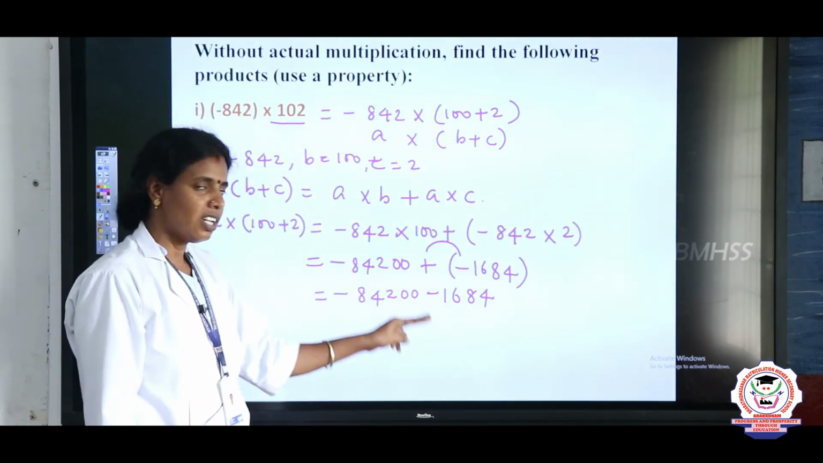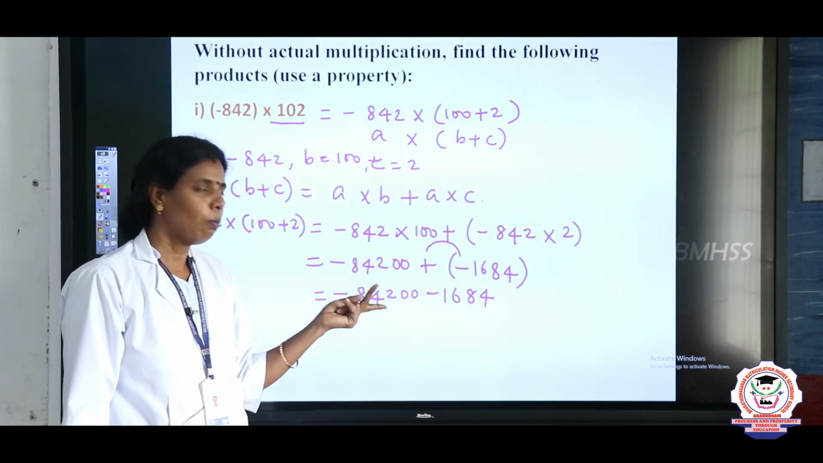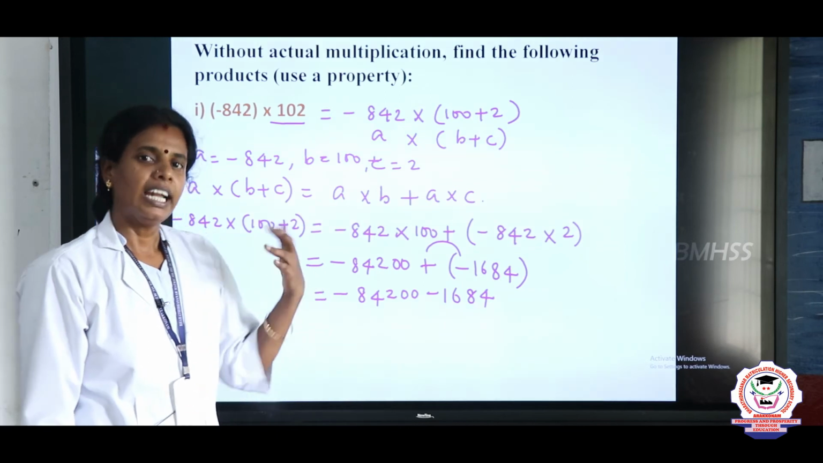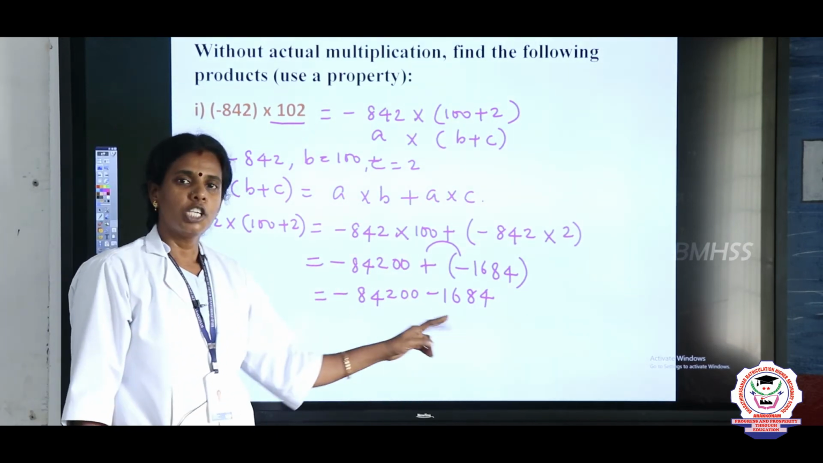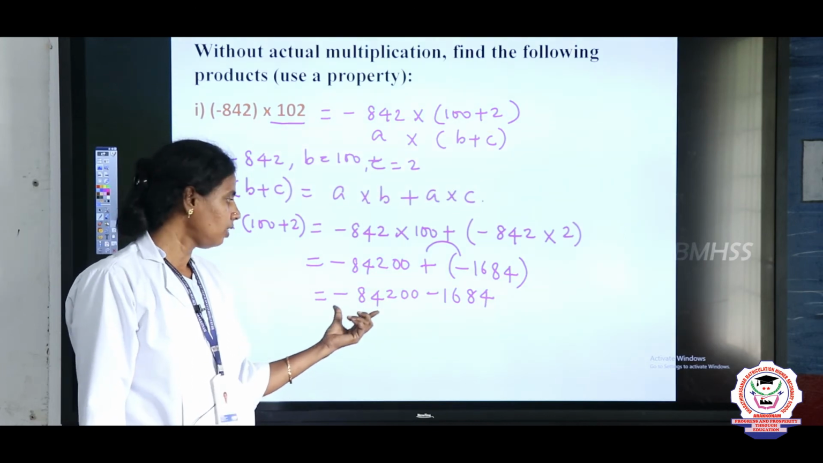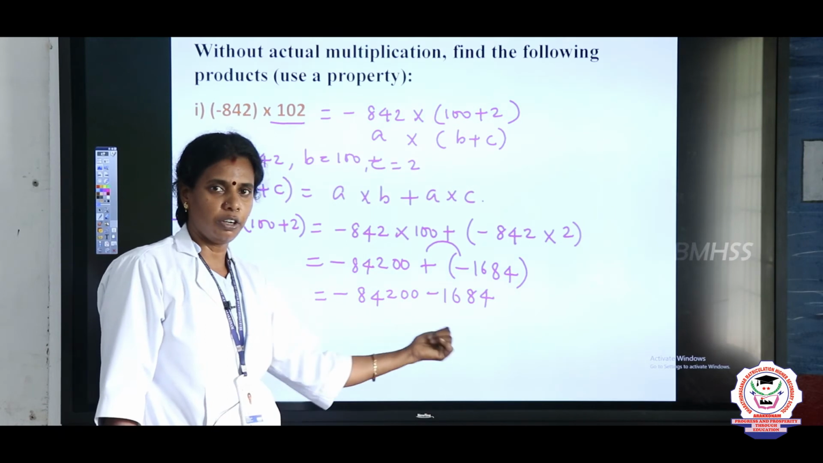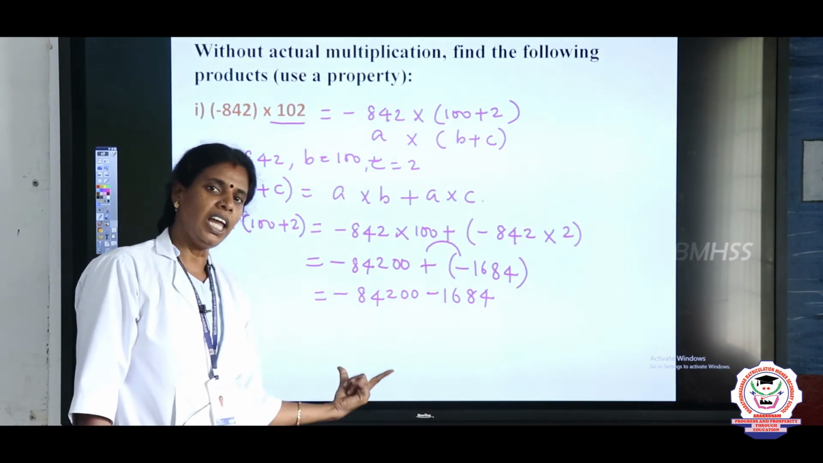If it is in different signs, we need to subtract. If the positive value is greater, then the answer will be positive. If the negative integer is greater, then the answer will be negative when a positive and a negative integer are given. Here, both the integers are negative. So what are we going to do? We are going to add the numbers and the answer will be negative.